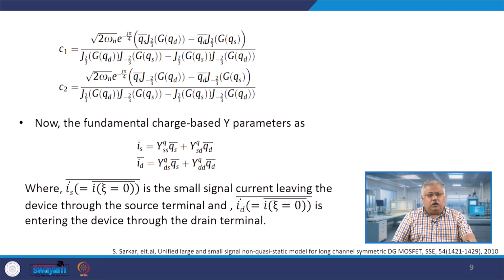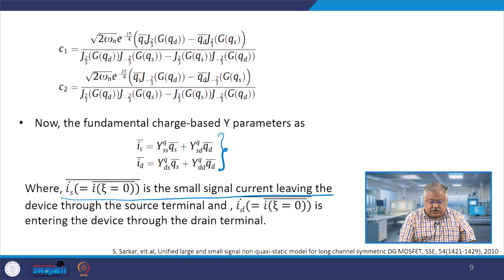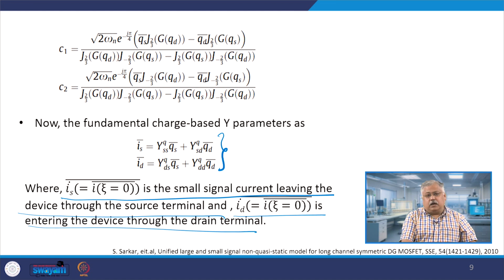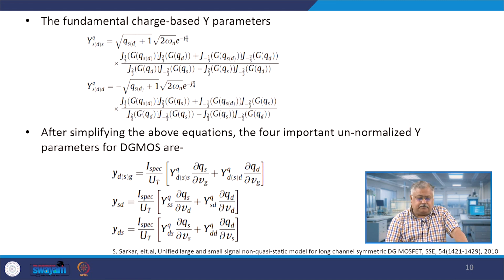It looks complicated, do not worry about the form of the complication here. Then we try to find the total current as IS and ID from the Y parameter modeling, where this current is the small signal current which is leaving the device through the terminal, and this is the one entering the device. The difference between ID bar and IS bar will give you the net current flowing through the device, and this will obviously be a function of time as well as space. Both expressions will be a function of time and space, and give me a rough value of the total current flowing through the device.